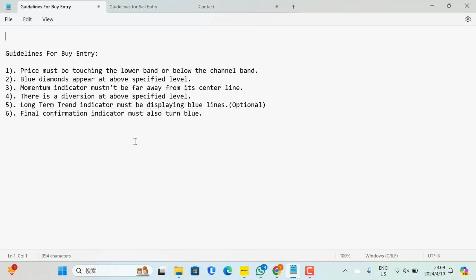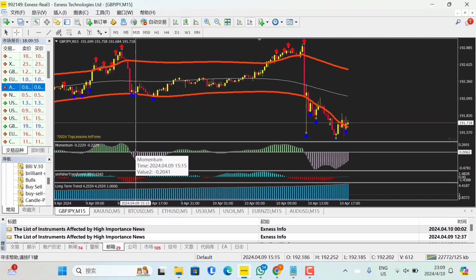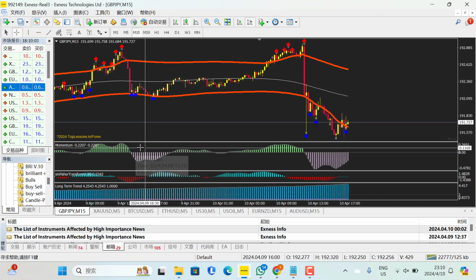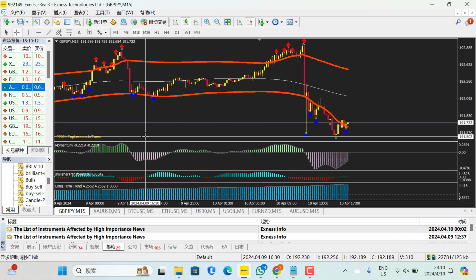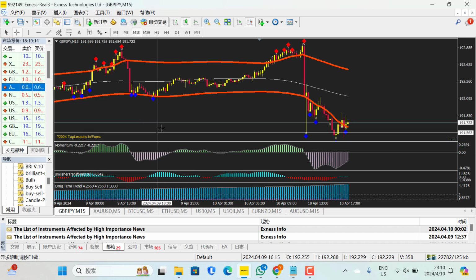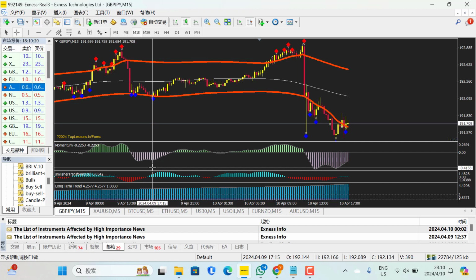Now let's move to our third condition, that is the momentum indicator must not be far away from its center line. This is the momentum indicator, a very powerful indicator. It tells us whether the price is moving with strong momentum or low momentum. This is the center line, and if the price is far above the center line, it means price is moving really fast in the upward direction. And if it is below the center line, it means that price is moving really fast in the downward direction.